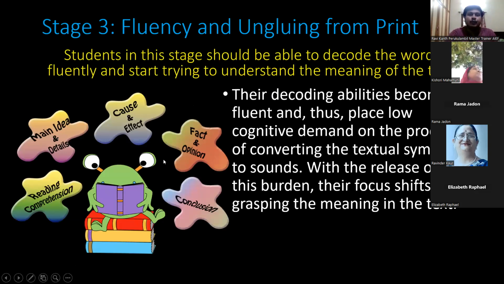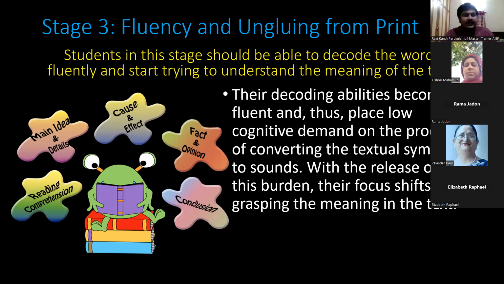Now, the third stage is fluency and ungluing from print. Here, students in this stage should be able to decode the words fluently and start trying to understand the meaning of the text. Their decoding abilities become fluent and thus place low cognitive demand on the process of converting the textual symbols to sounds. In the initial stage, they have established a very good relationship between the sound and the word. Now here, it becomes fluent for them.